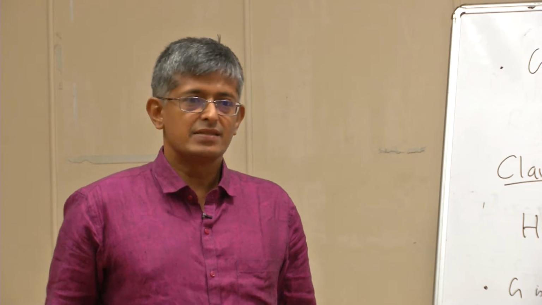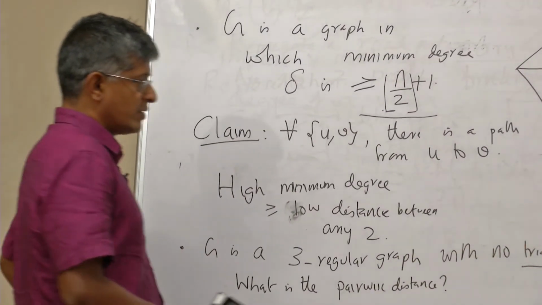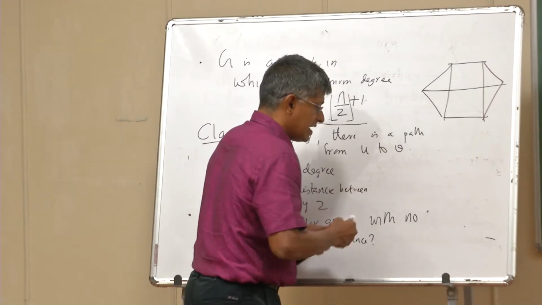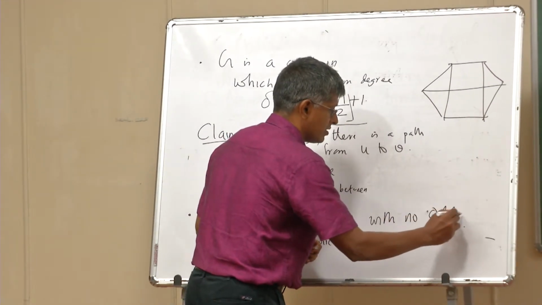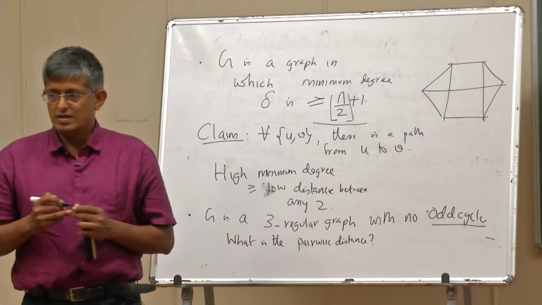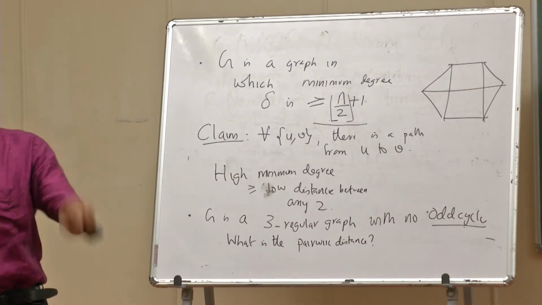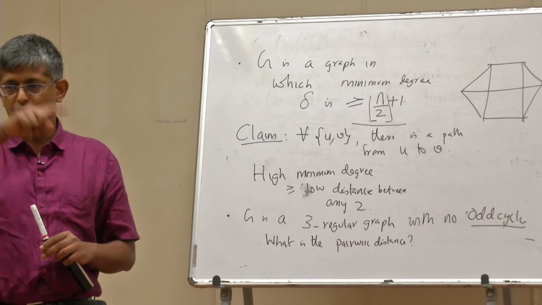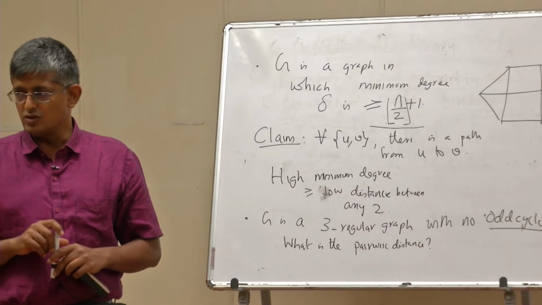No triangles. Okay, so just for the simplicity of the argument, let me say no odd cycles at all. No odd cycles means that there is no cycle of length 3, 5, 7. Cycle means a sequence of edges that form a cyclic pattern, which you may know.